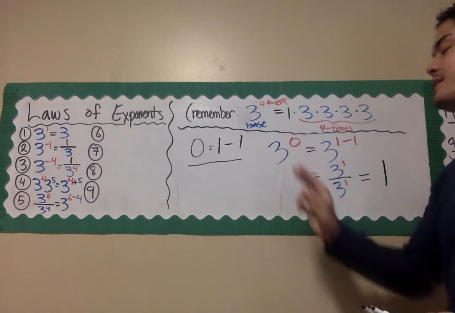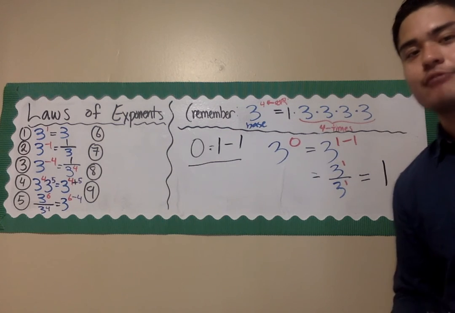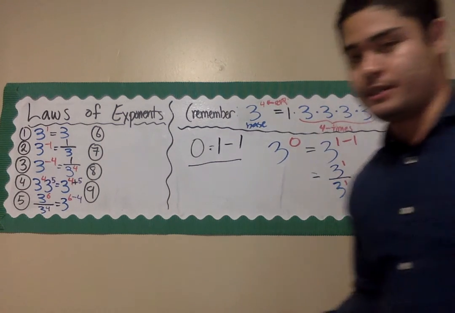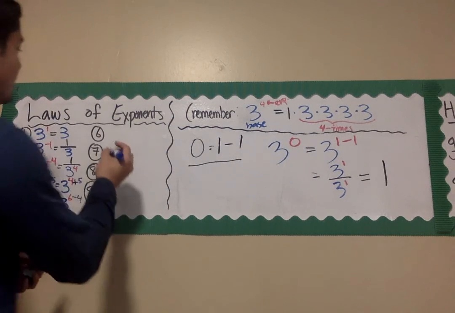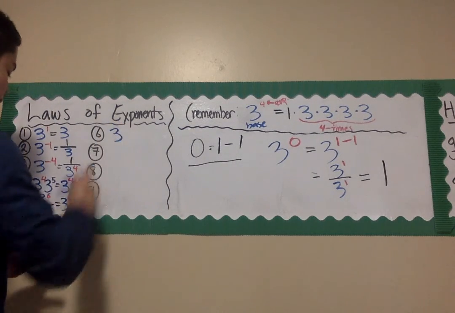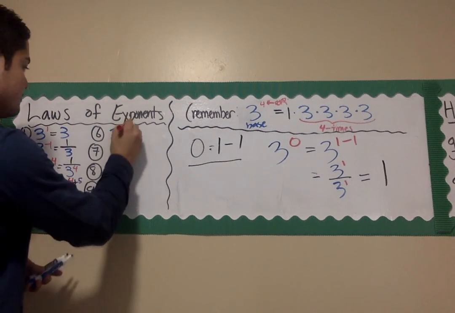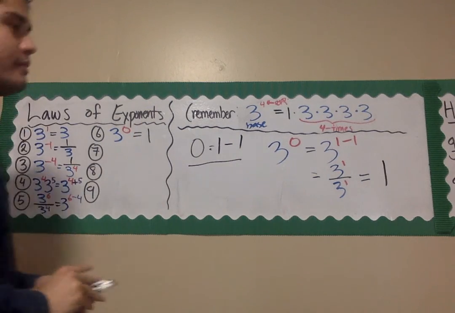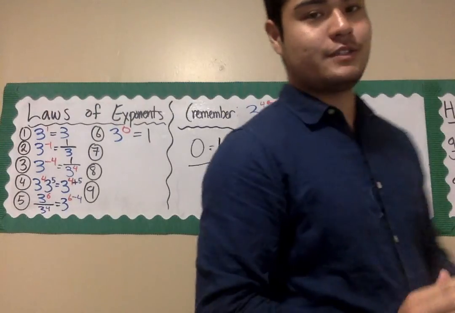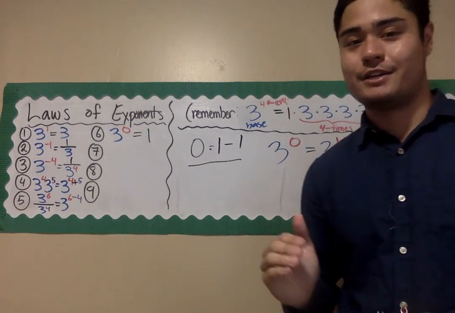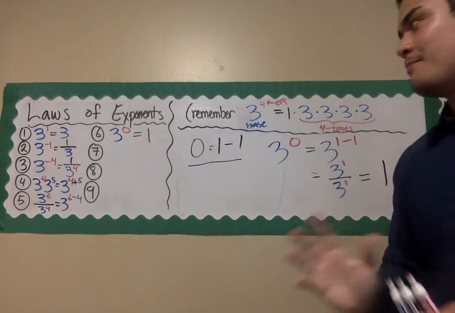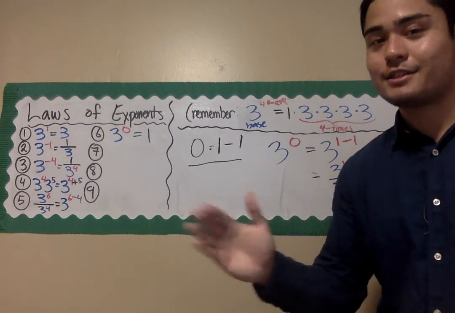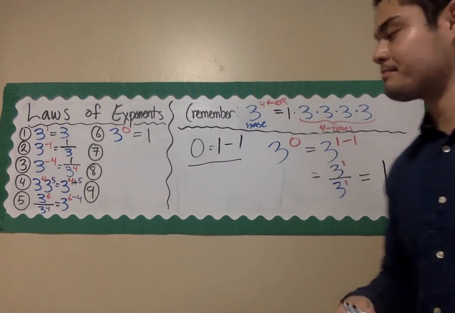So 3 to the power of 0 is not 0. In fact, 3 to the power of 0 is equal to 1. And anything to the power of 0 equals 1. That is law number 6. 3 to the power of 0 equals 1. Any non-zero number to the power of 0 equals 1. 0 to the power of 0, actually, there's a lot of debate. A lot of mathematicians don't agree with what 0 to the power of 0 is. But anything else to the power of 0 always equals 1.